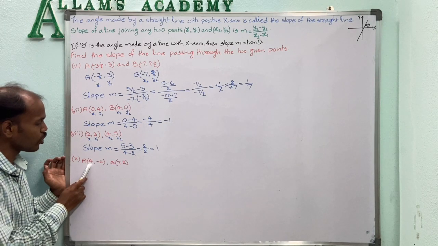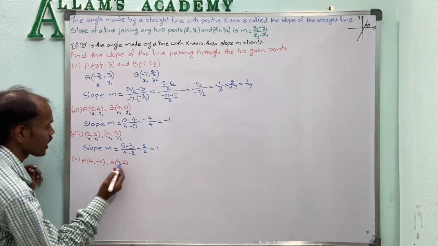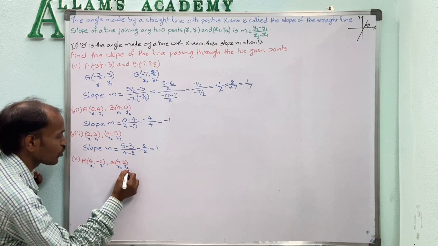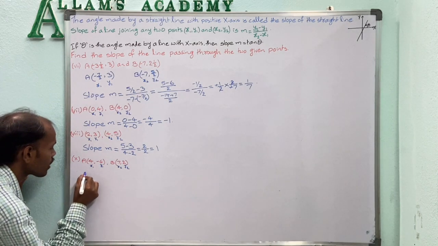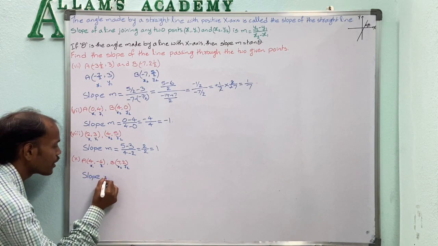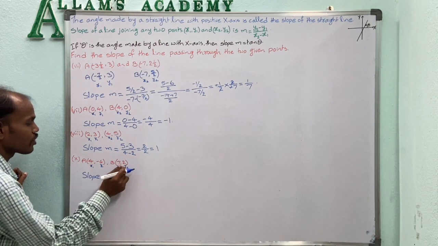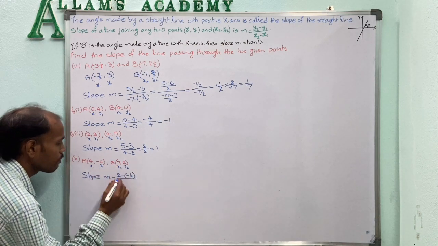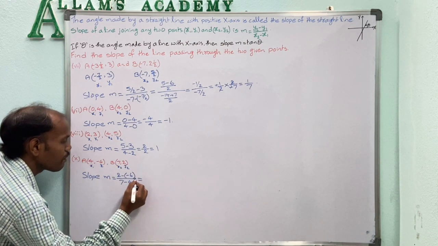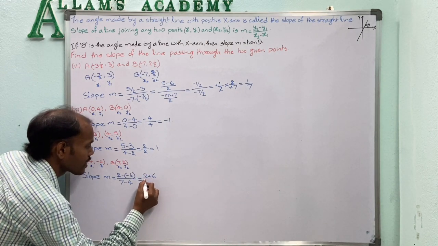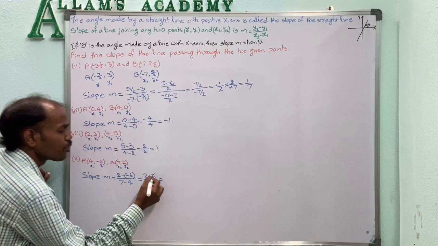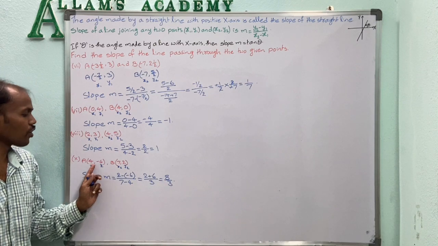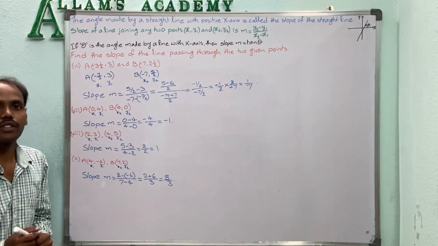Now finding the slope of the points 4, minus 6 and 7, 2. So here x1, y1 coordinates are 4, minus 6 and x2, y2 coordinates are 7, 2. So now the slope m is equal to y2 minus y1 by x2 minus x1, that is 2 minus minus 6 by x2 minus x1, 7 minus 4. So minus minus 6 is plus 6. So 2 plus 6 by 7 minus 4 equal to 3. 2 plus 6 equal to 8 by 3 is the slope for the points 4, minus 6 and 7, 2.